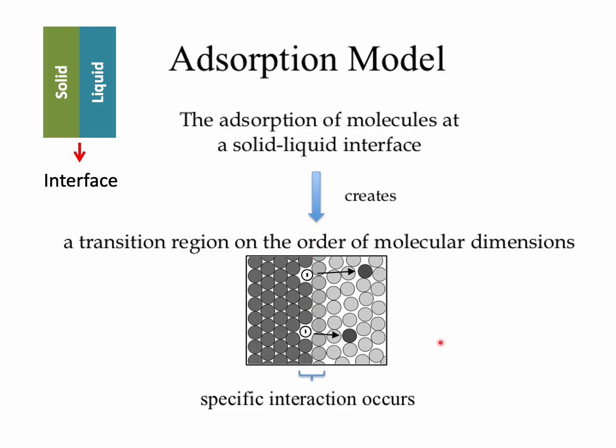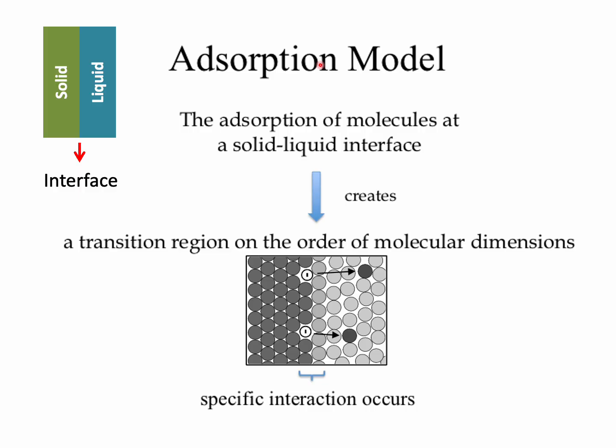The molecules in this region behave differently from the molecules in the bulk liquid and also differently from those inside the solid. Okay, so when molecules from the liquid come close to the solid surface, they experience various forces such as attraction, repulsion, and electrostatic interactions. As a result of these forces, some of the molecules will attach to the surface. This process is known as adsorption.